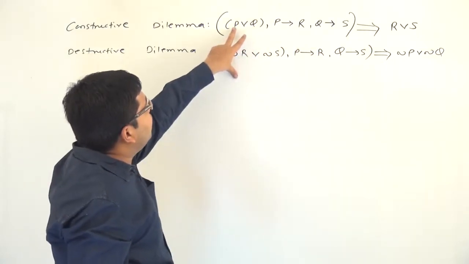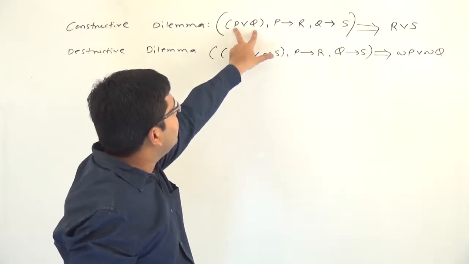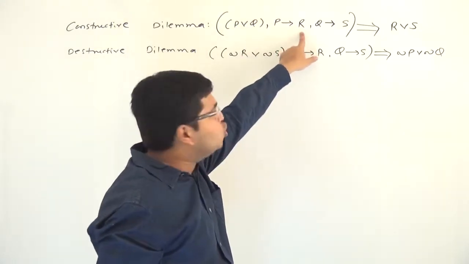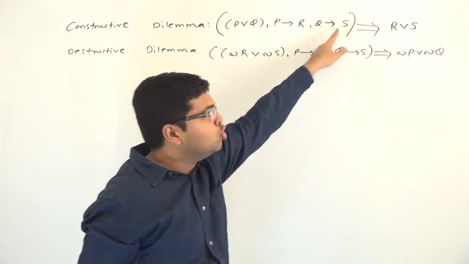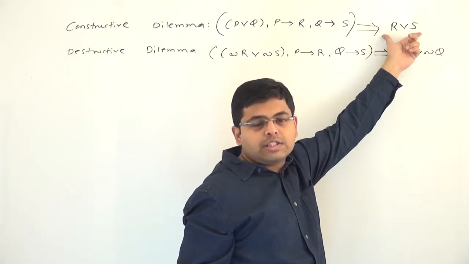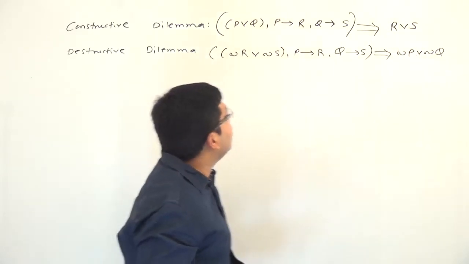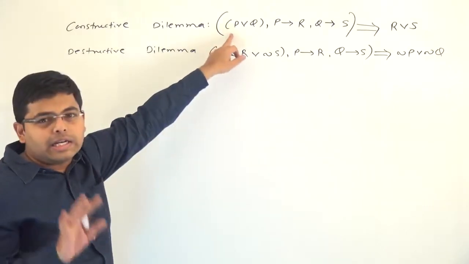That means whenever at least one of P and Q is true and P implies R is true and Q implies S is true, that means at least one of R and S must be true. That is what the formula is saying. We will verify the formula, and we are going to verify this one slightly differently.